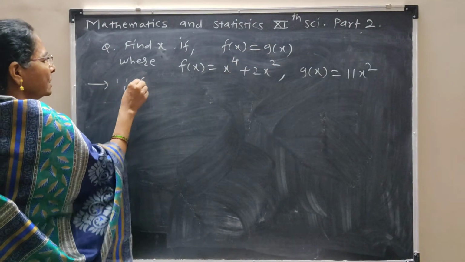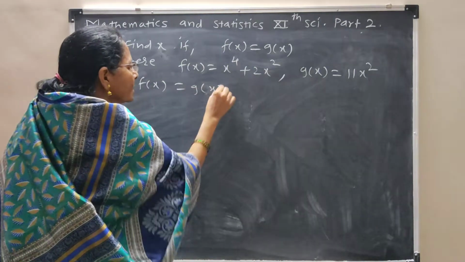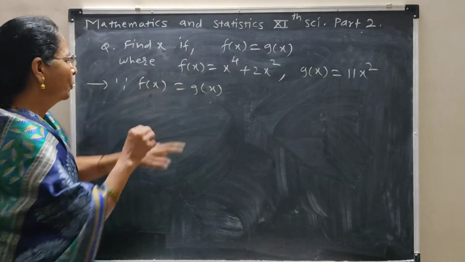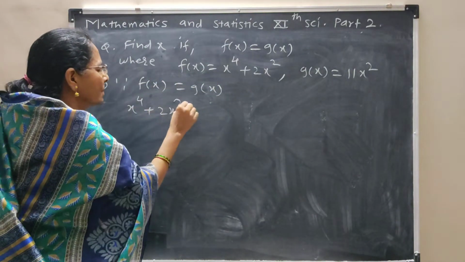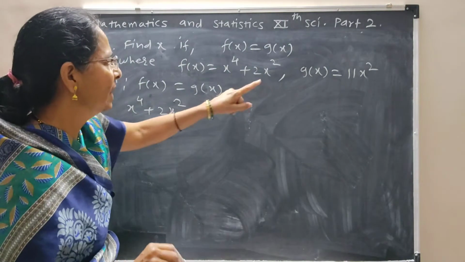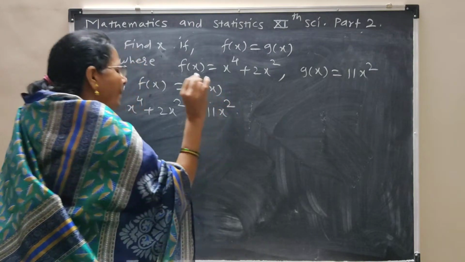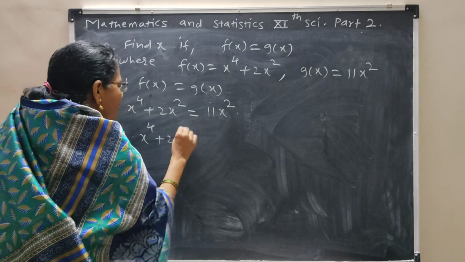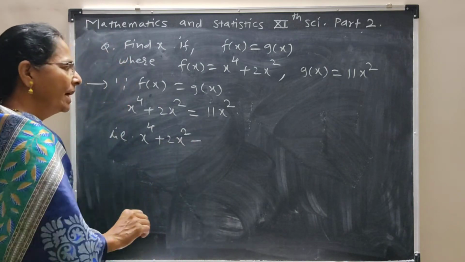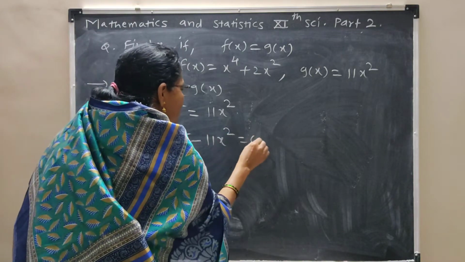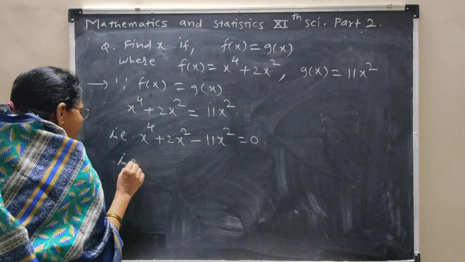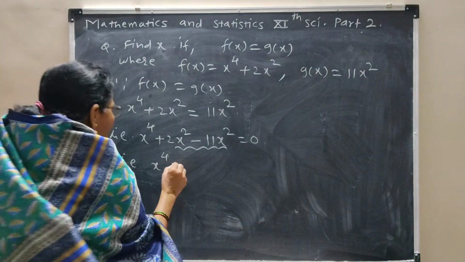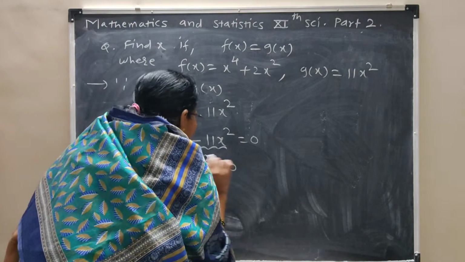Since f(x) is equal to g(x), put values of f(x) and g(x). f(x) is x raised to 4 plus 2x square is equal to g(x), whose value is 11x square. Next step, that is x raised to 4 plus 2x square. This 11x square to this side becomes minus 11x square. This side is 0. That is x raised to 4, now this sum is minus 9x square is equal to 0.